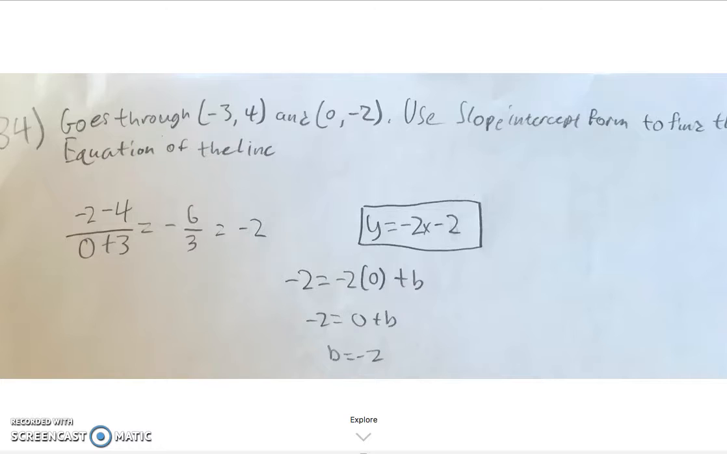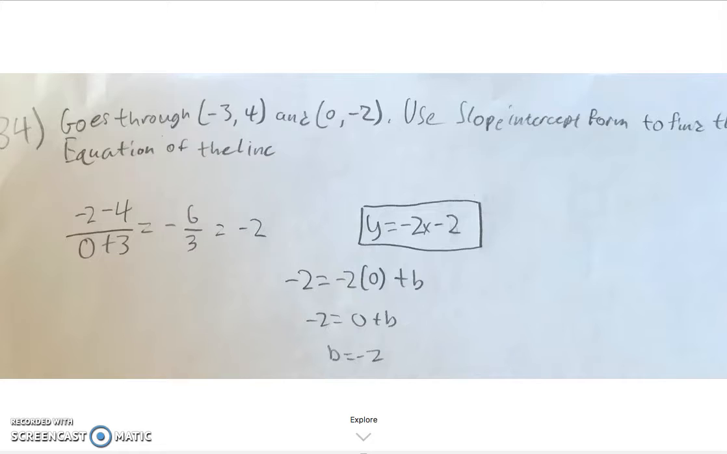Next, we're going to do problem 34. The problem is that we have to find the equation of a line. This line goes through the points negative 3, 4, and 0, negative 2. Use slope-intercept form to find the equation of the line. Negative 2 minus 4 over 0 plus 3 is how we find the slope. We then get negative 6 over 3, and that equals negative 2.